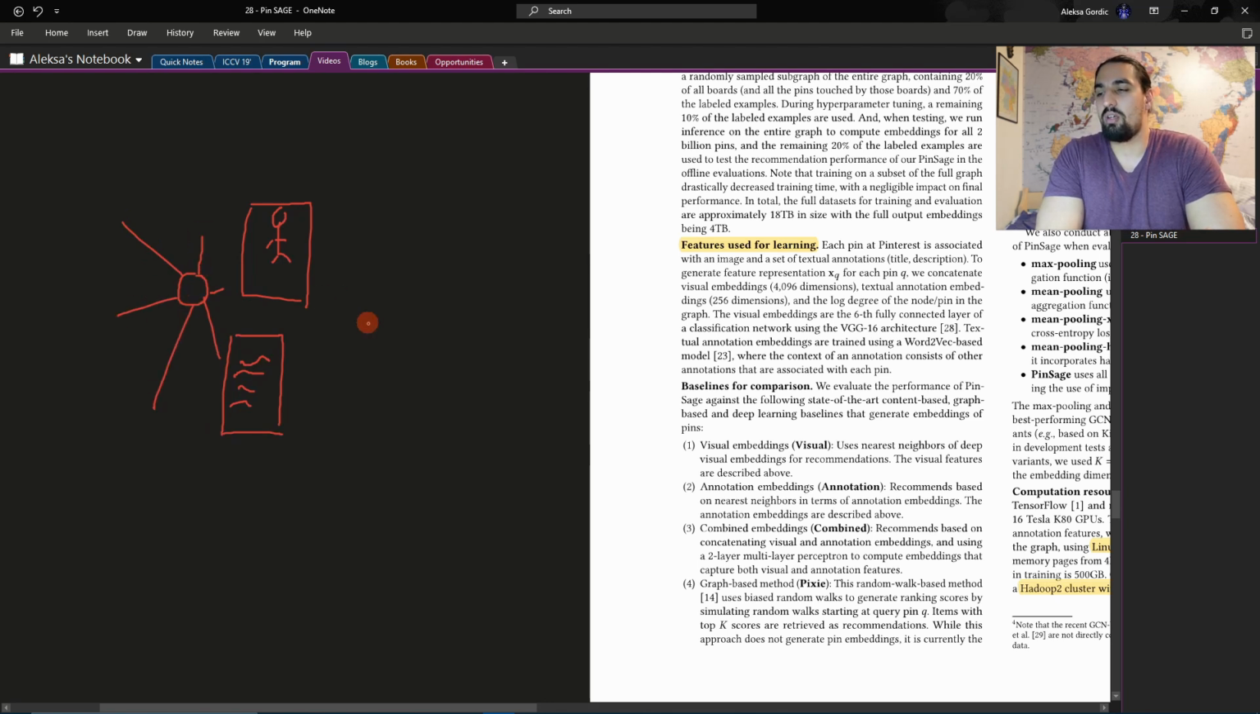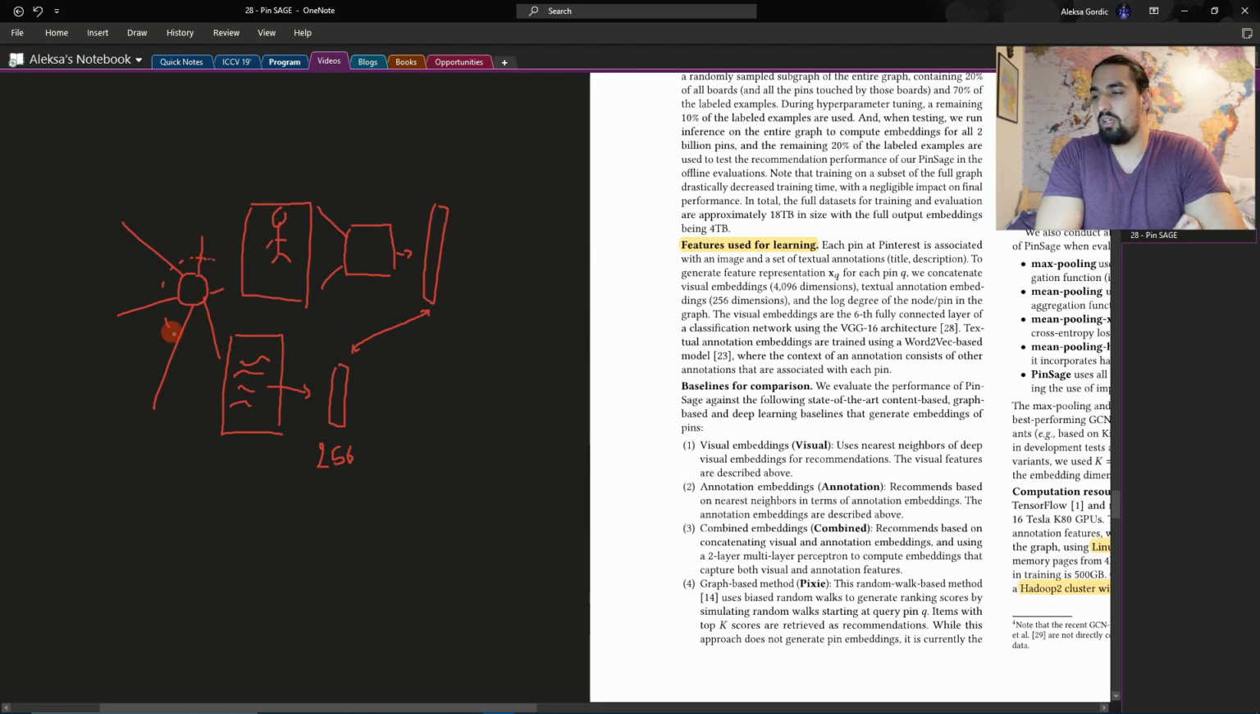So how they construct the final feature vector is the following. They pass the image through a VGG network. So that's just a convolutional neural net, and they take one of the feed-forward activations and use that as one part of the feature vector. Then they do a word2vec. They train a word2vec model on the annotations, and they embed the annotations in, I think it was a 256 dimensional vector, and they concatenate these two. And finally, they add the log of the degree of this particular pin.